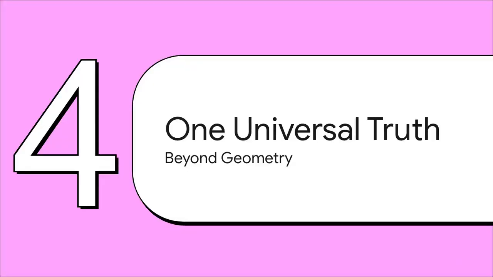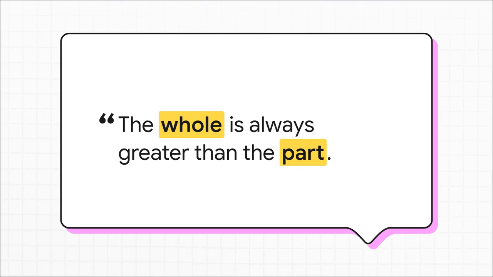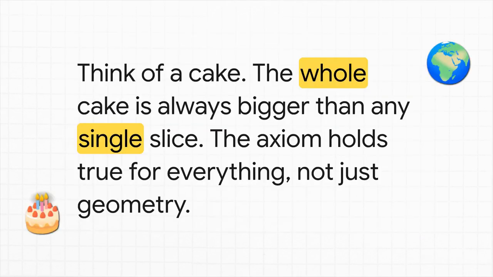But what really blows my mind is that some of Euclid's rules, his axioms, they're not just about shapes and lines. They're about, well, pretty much everything. They're universal truths. I mean, just listen to Euclid's fifth axiom. It's so simple yet so profound. The whole is always greater than the part. It's one of those things that's so obviously true, we almost never stop to think about it. It's a perfect example. Forget geometry for a second and think about a cake. The whole cake is always, always bigger than any one slice you take out of it. It's just a fundamental truth about how the world works, whether you're talking about cakes or money or people.